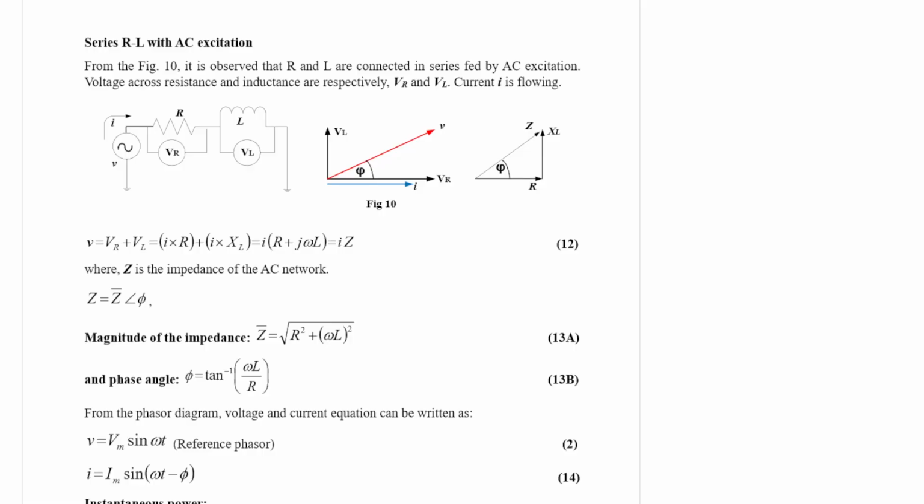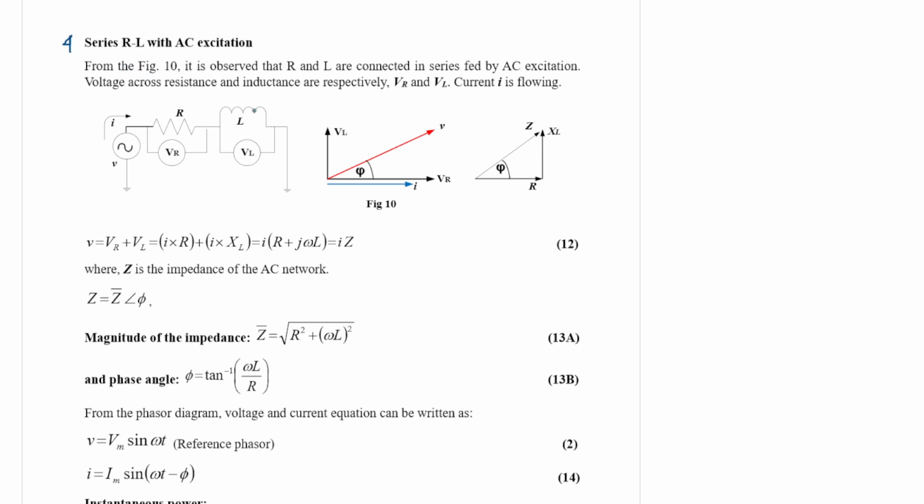These are the fundamental relationships, fundamental understanding as far as the AC circuit is concerned. Now we shall see what will happen if a circuit contains a mix of RL, RC or RLC, anything. So first we shall see series RL with AC excitation. This is our fourth topic, AC excitation.